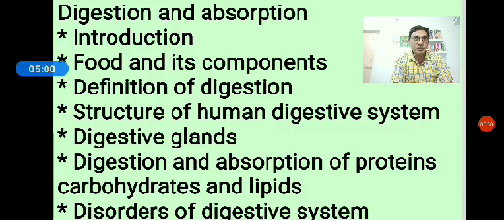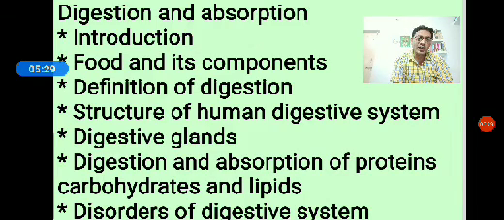Next concept in this chapter, we are going to study food and its components. What different types of foods are there? In that food, what are the components? Then what is the significance of food? Next, how we define digestion biologically or chemically.